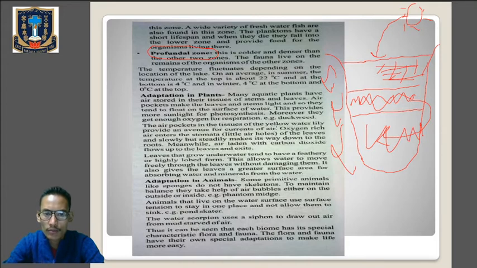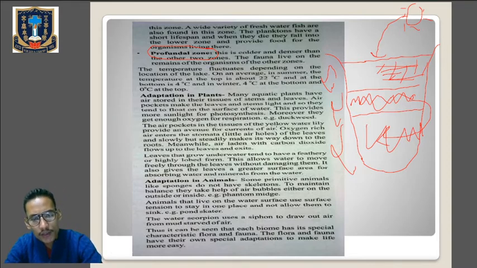So due to the presence of these air pockets in the tissue of the stem and leaves, the stem and the leaves can easily and freely float on the surface of water. This will help them to trap more sunlight to perform photosynthesis, and moreover they get enough oxygen for respiration also. For example, duckweed.